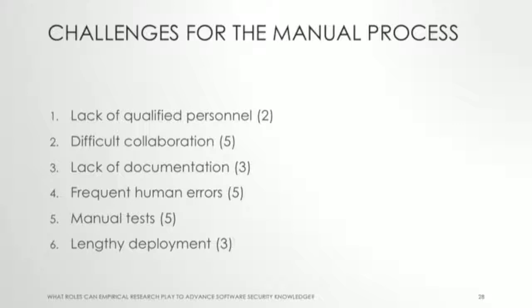There is the problem of difficult collaboration. This was mentioned 5 times in the interviews, or 5 items were related to difficult collaboration. There is the lack of good documentation, with 3 items mentioned. Frequent human errors: there are a lot of errors when you have a manual process. And obviously, if you have errors, then your application is not up on time. There are a lot of manual tests, 5 items related to manual tests. This is also a problem for the manual process.